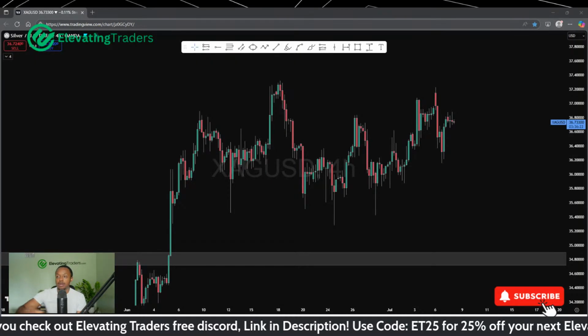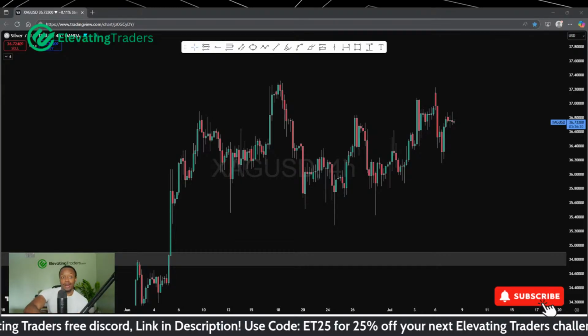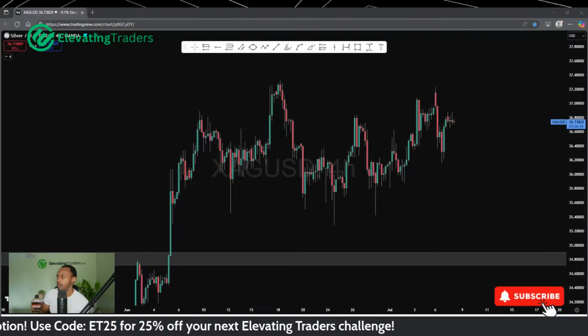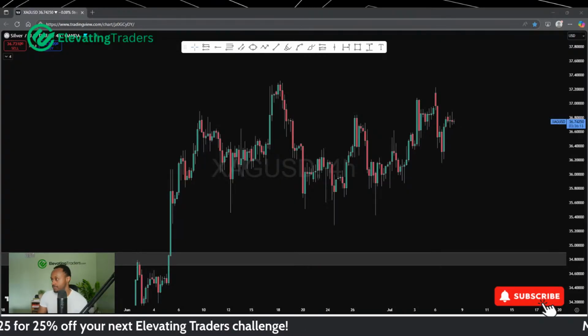But yeah, that's kind of where I'm at with USD at the moment. I quite like some of the USD pairs, need some work, but I think some opportunities are approaching.